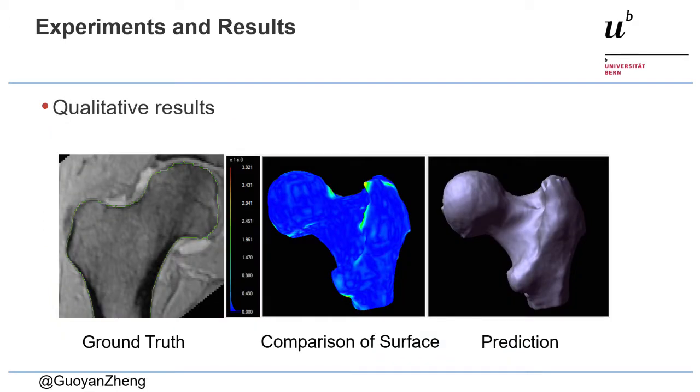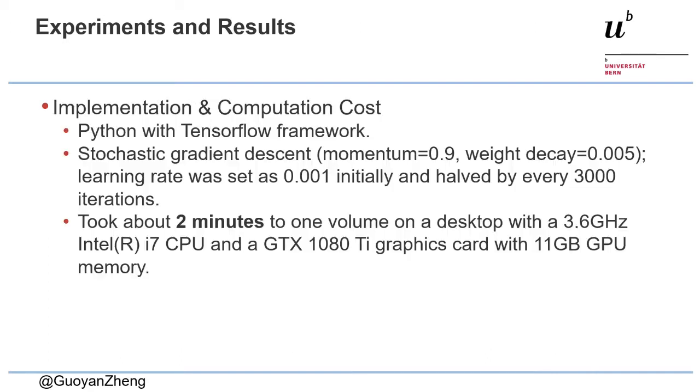Here shows the qualitative results. This is the ground truth, this is the prediction, and this is the color-coded error map. As you can see, only in a few small locations is there a slightly larger error. This software is implemented in TensorFlow based on the deep learning framework, and it takes only 2 minutes to process one volume after the training.